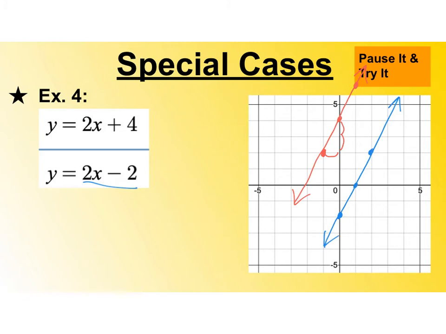And what do we notice about those lines? Where do you think they're going to intersect?